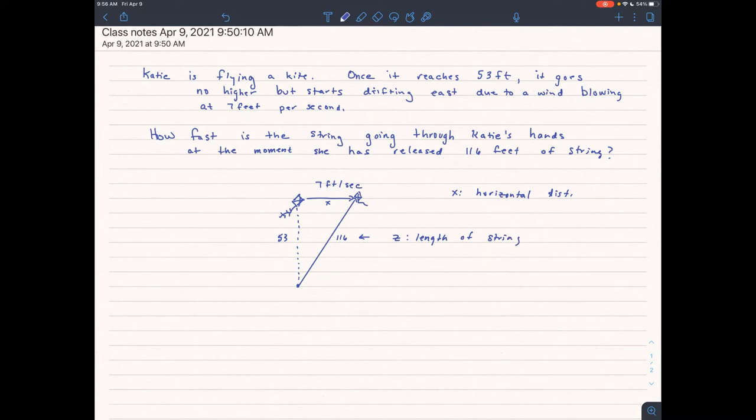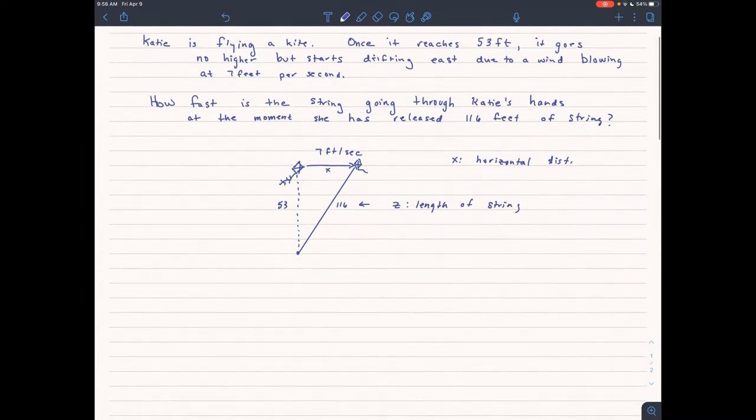So if I'm talking about this in general, before I start thinking about that 116 feet, I know this is a right triangle. I have 53 squared plus x squared equals z squared. So that's the equation I'm going to be focusing on. Now, because this is a related rate, I'm going to take the derivative of both sides with respect to t.